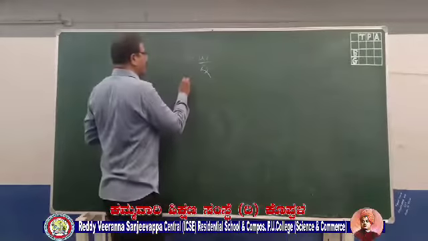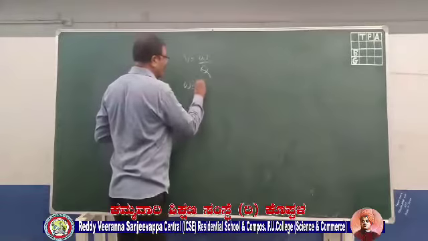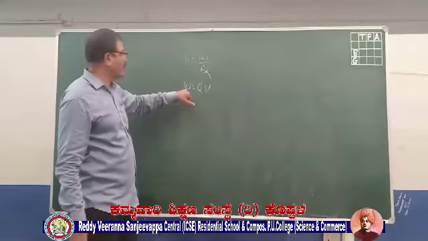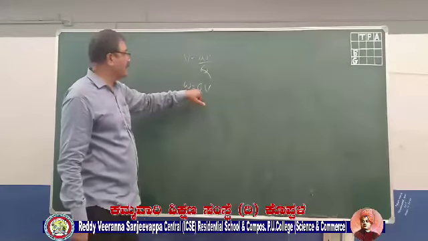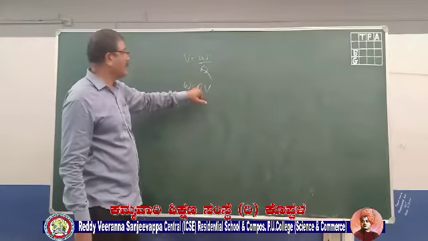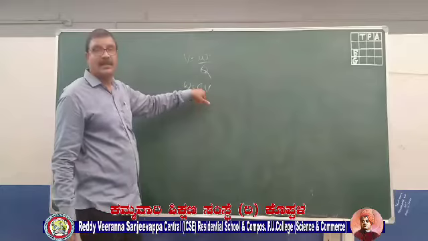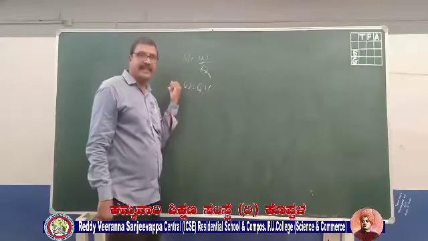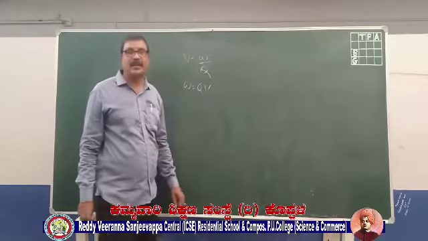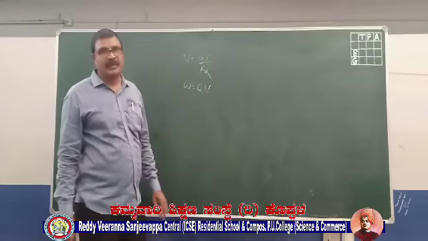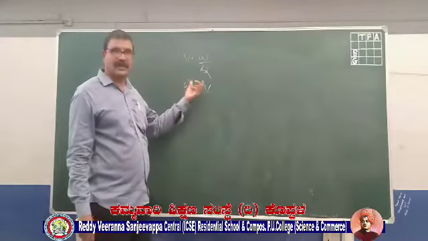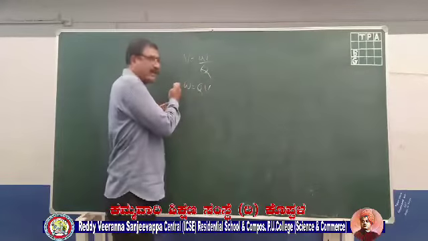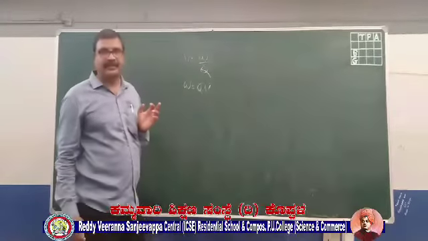Now, if I change the relation, if I cross multiply, what do you get? The work done is nothing but the potential difference into the charge. So QV is the work done in transferring a charge from one end of the conductor to the other end. What is that? Work done in carrying a charge from one end of the conductor to the other end.